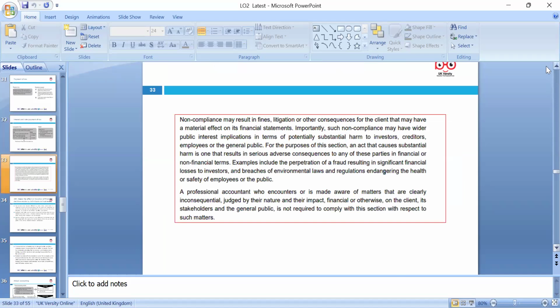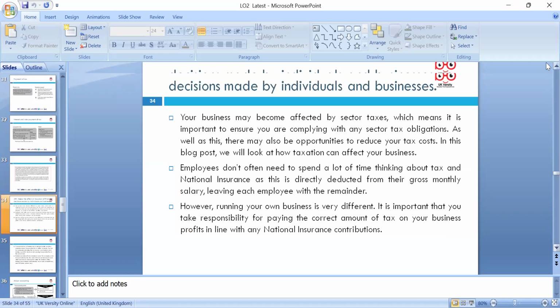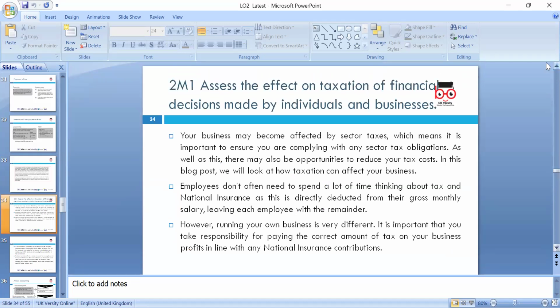So non-compliance may result in fines, litigation or other consequences for the clients. We have to look at the material and evidence, and we have to work in the best interest of the public. As accountants, we have moral and ethical principles and a professional code of ethics, which we can look at as well. Okay, so then if you want to look at the merit criteria, please assess the effect of taxation on the financial decisions of an individual and the business.